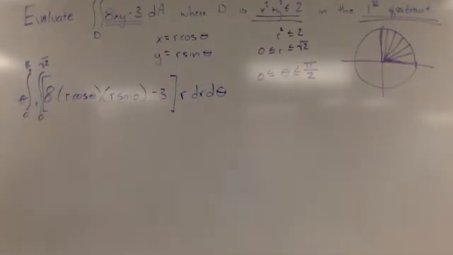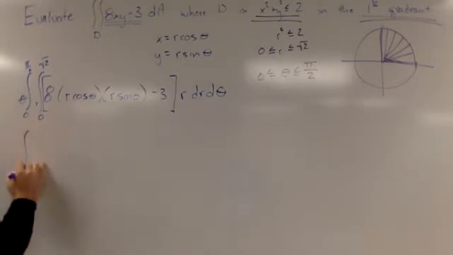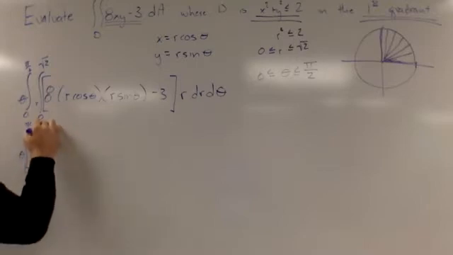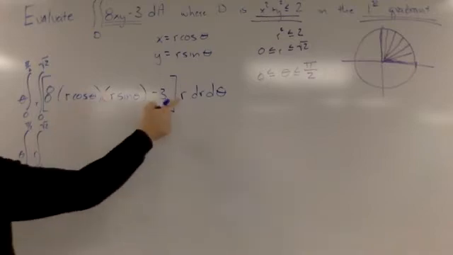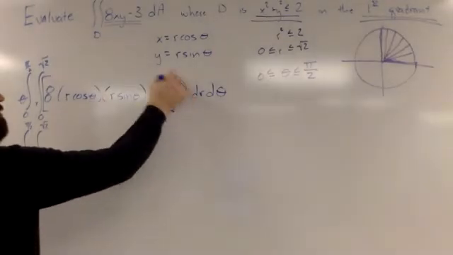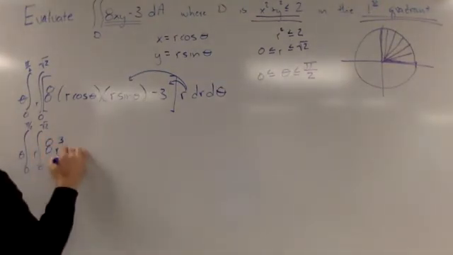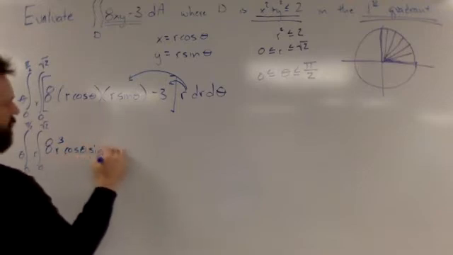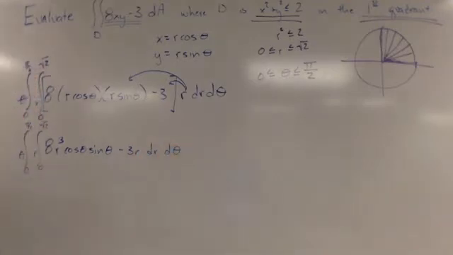So I'm just going to start simplifying a little bit to start working this out. Let's see. One, 2, that's going to be an r squared. When I distribute this, that's going to pick up an r, and that'll pick up another r. So I'm going to have 8r cubed cosine theta sine theta minus 3r dr d theta.